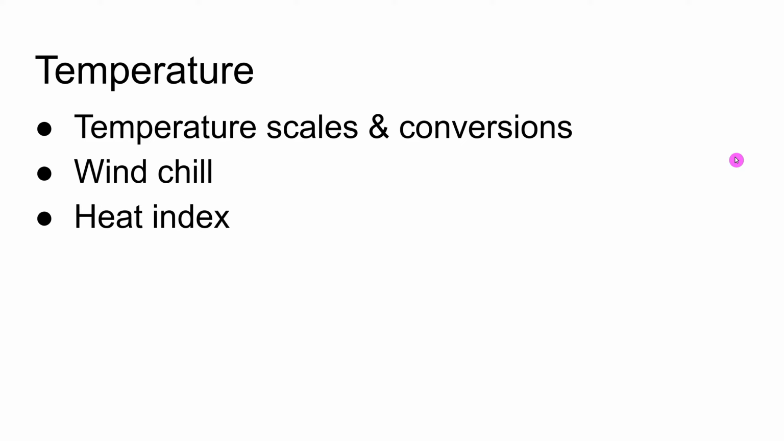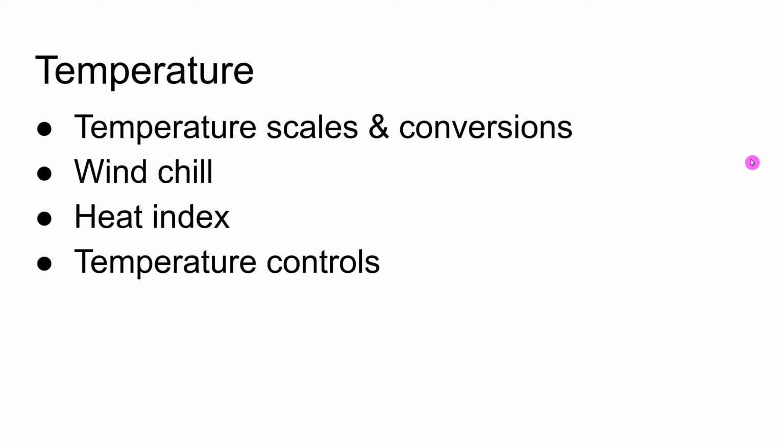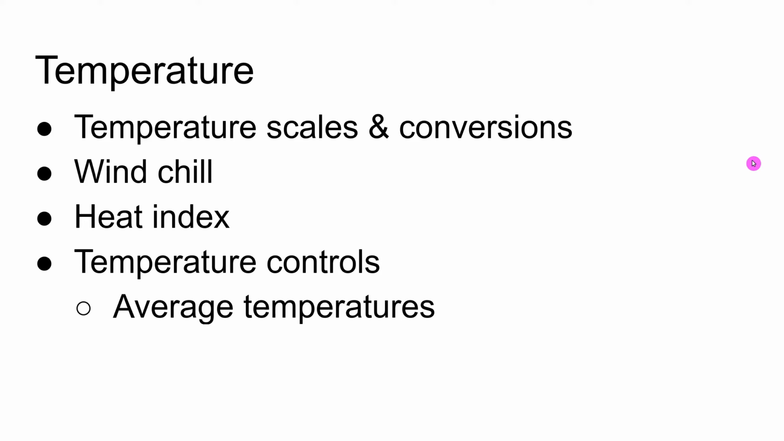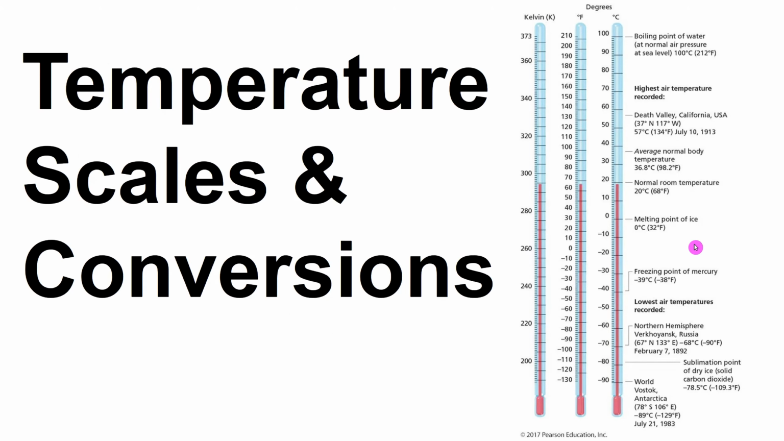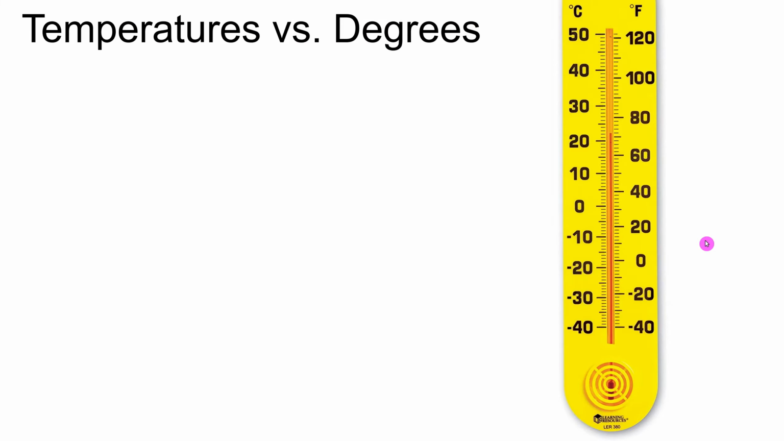We'll talk about wind chill, heat index. We'll talk about temperature controls, which are the factors that create patterns of hot average temperatures, cold average temperatures. Average is all the months divided by 12. And average or annual temperature range. And temperature range is the difference between the hottest month and the coldest month. So we'll talk about temperature scales and conversions, how to convert back and forth between Fahrenheit and Celsius.